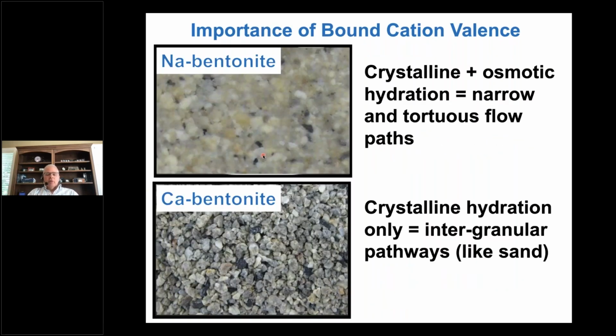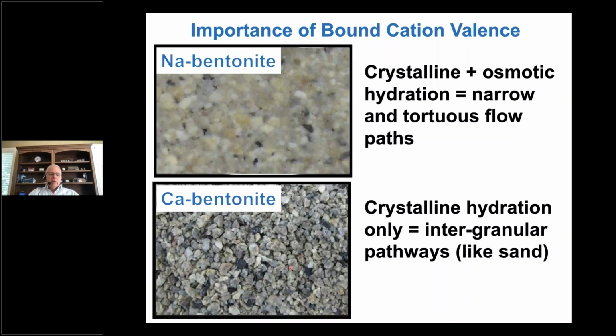Here's another couple of photographs that illustrate these principles. In the upper left, that's the sodium bentonite, same type of material I showed in the previous slide. We're just looking at a close-up. You can see all the bentonite granules have swollen. There's no visible pores. Look at the slide below that.